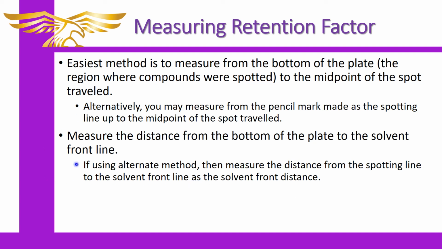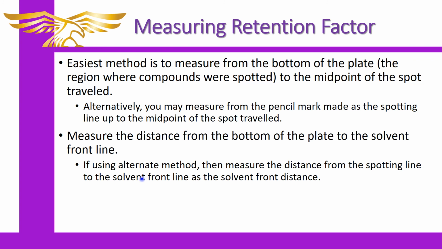There are two methods that you can use. The easiest method is if you take a ruler and you measure from the bottom of the plate, using the side that you placed into the jar, which had the spot line closest to it, measuring from there up to the midpoint of the compounds that traveled along the plate and recording that distance, and then measuring from the bottom of that plate up to the top where you drew the line for the solvent front. So that gives you the two measurements that you use in the calculation.